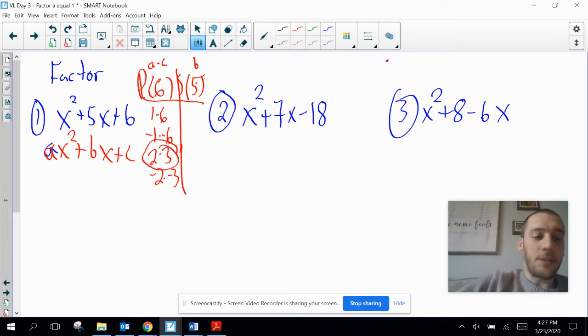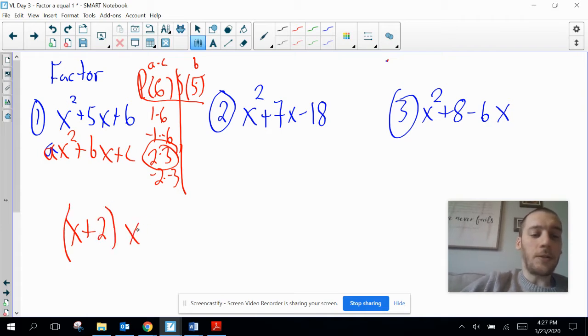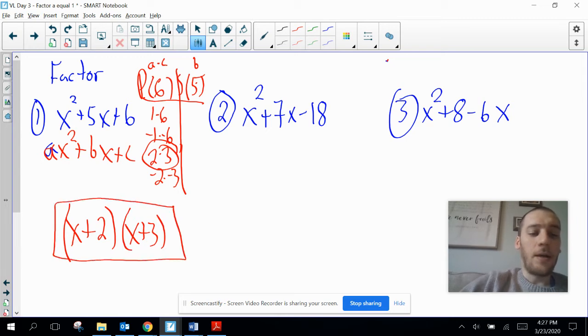It's this one. So since a is 1, we'll do some new stuff next time, but since there's nothing in front of my x squared term, I can just jump right to the answer: x plus 2, x plus 3. If I were to multiply these with the distributive property, I would end up with the same thing. They are equivalent to each other.